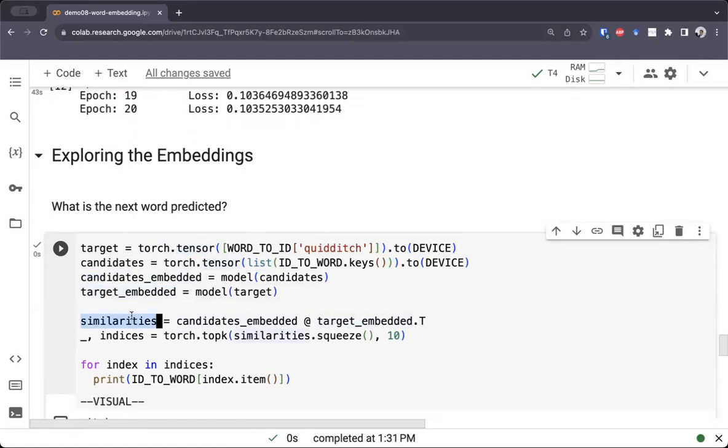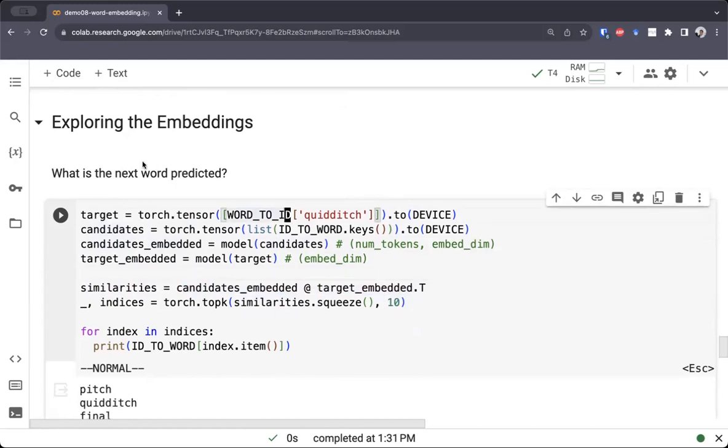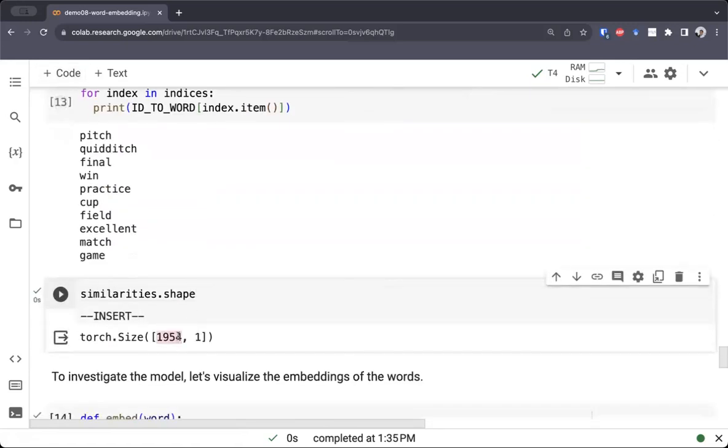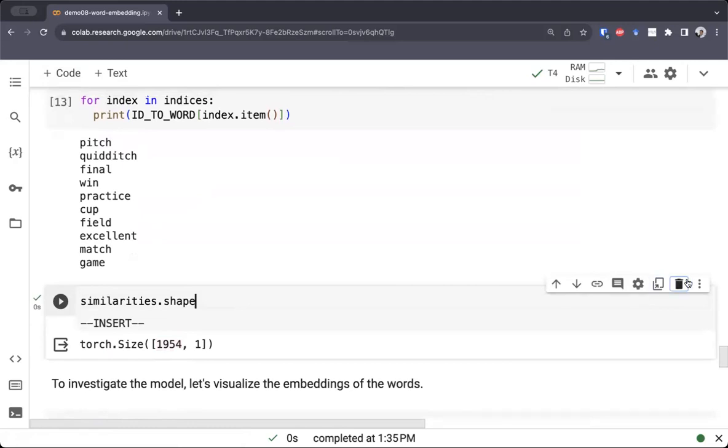We'll compute the similarities between them similar to what we did before. So the dimension here is num candidates, really num tokens by embed dimension. And this is just embed dimension. So when we multiply this together, similarities will be a num tokens dimensional object. And we can check that right here. If we look at similarities.shape, it should be the number of tokens we have by 1.